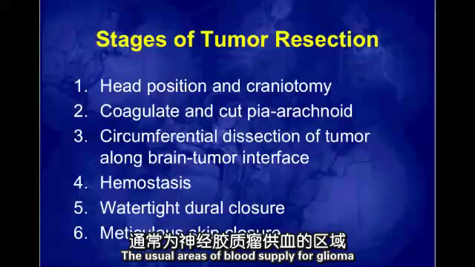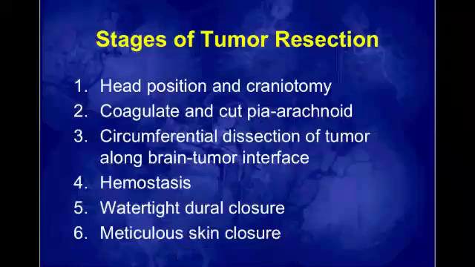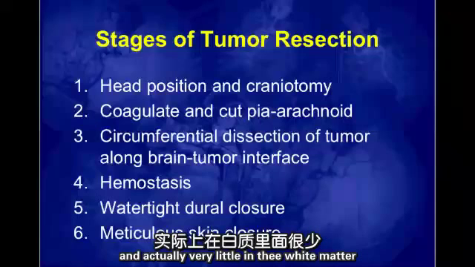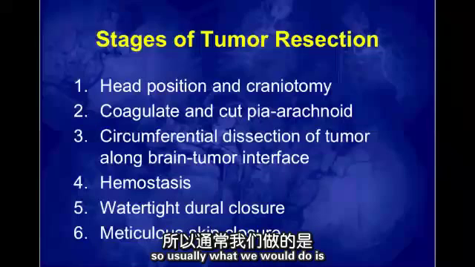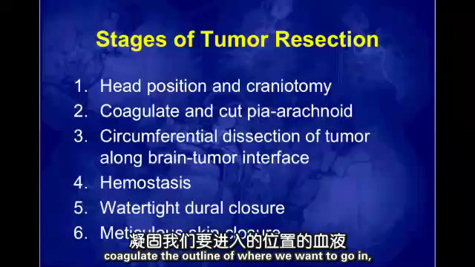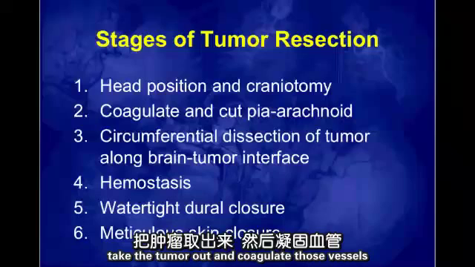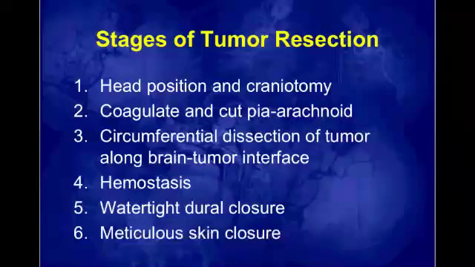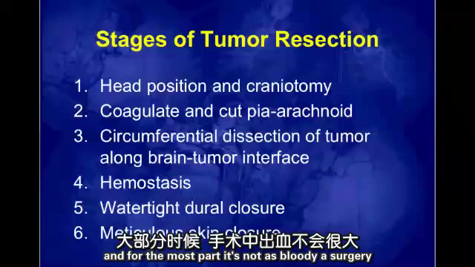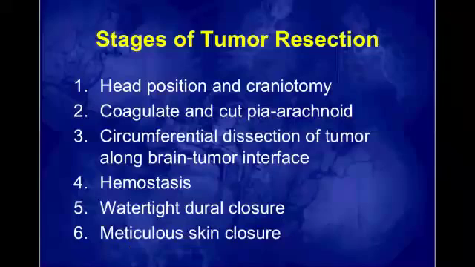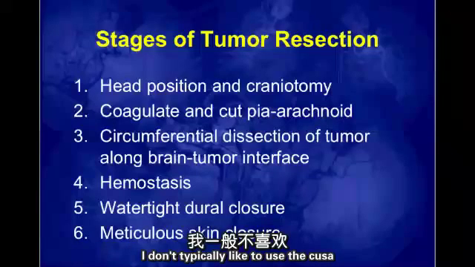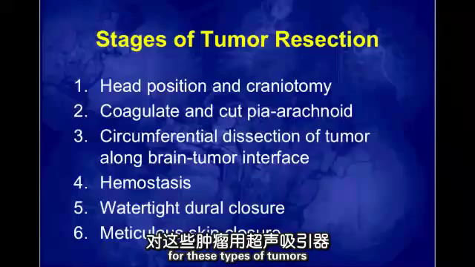The usual areas of blood supply for glioma are actually on the pia, and actually very little in the white matter. So usually what I would do is coagulate the outline of where we want to go in, the cortical incision of where we want to go in to take the tumor out, and coagulate those vessels. And for the most part, it's not as bloody a surgery if we're able to control the bleeding from the onset. I don't typically like to use the CUSA for these types of tumors.